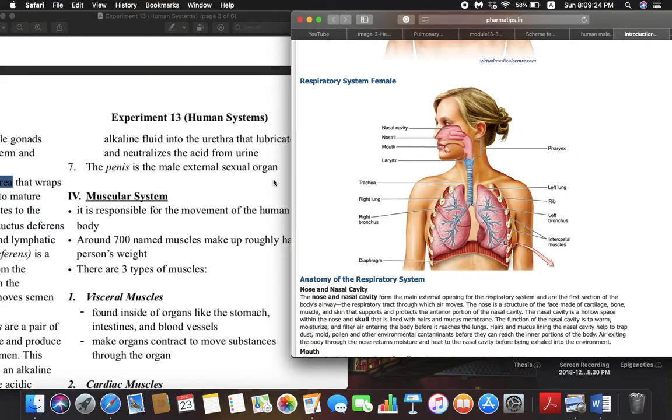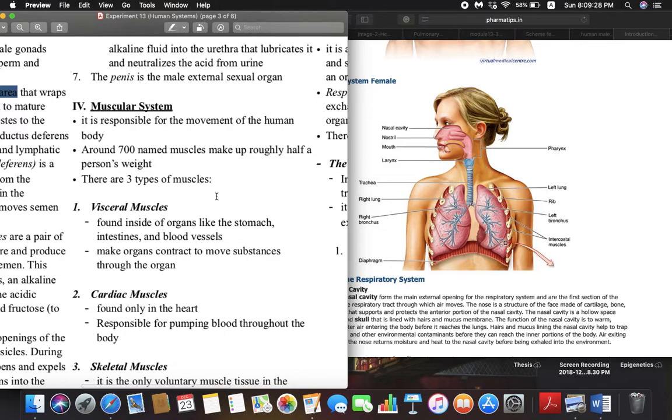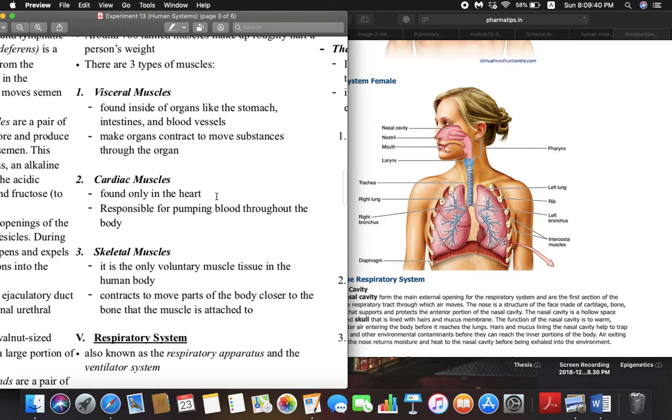Now, before we get to the respiratory system, we have the muscular system. It is responsible for the movement of the human body. We have around 700 named muscles that make up roughly half a person's weight. We need to know that there are three types of muscles: visceral muscles, cardiac muscles, and skeletal muscles.